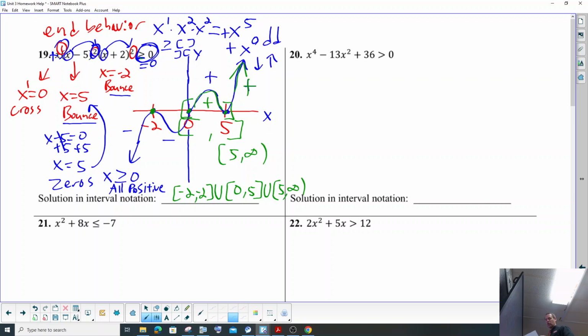So we also have to include the 2, because that is also going to work. Because when you plug a 2 in, what do you get? Do you get equal to 0 when you plug a 2 in? Well, 2 plus 2 is 4. 4 squared is 16. Good.